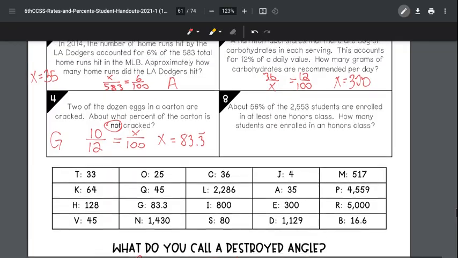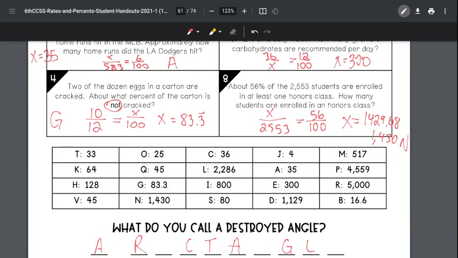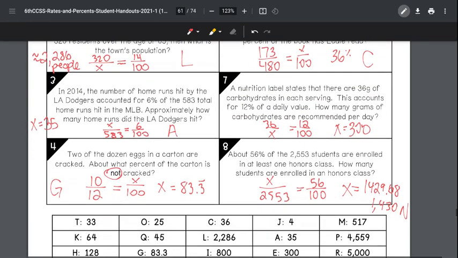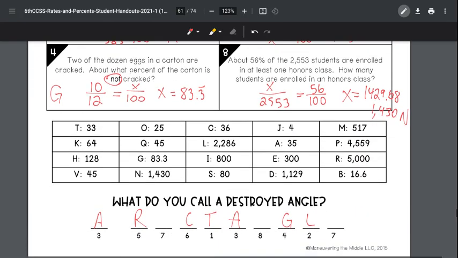Number 8. Wait, did I do that wrong? Number 7, I got 300, and I just did not see that that was letter E. And then I solved number 8. 56% of the 2,553 students are enrolled in at least one honors class. How many students are enrolled in the honors class? Set up my proportions, solved, and I rounded. 8 goes with the letter N. So 7 goes with E, 8 goes with N, there's a second E.